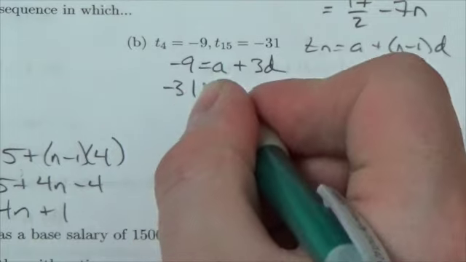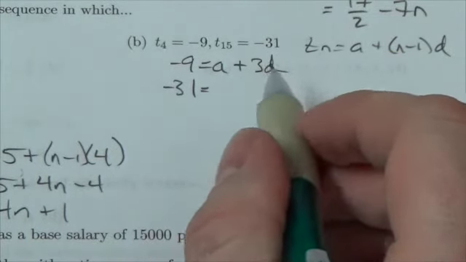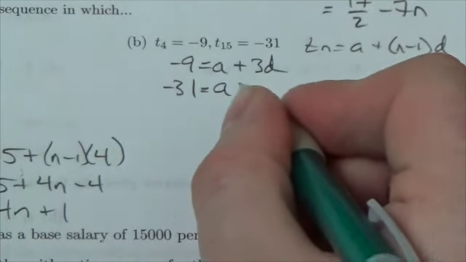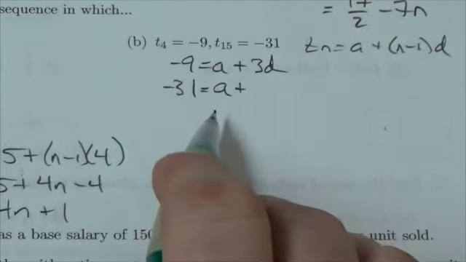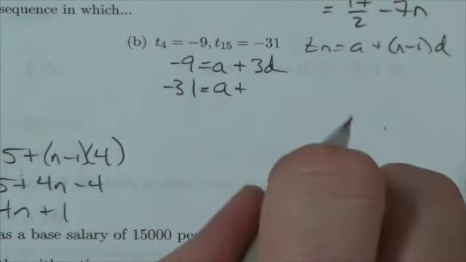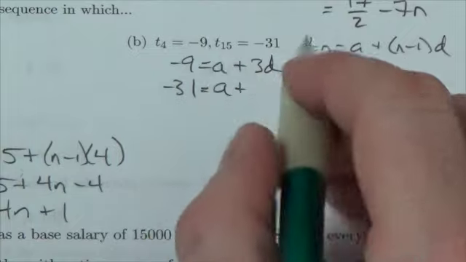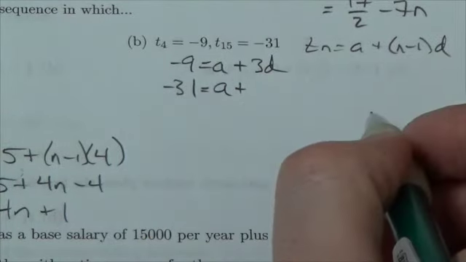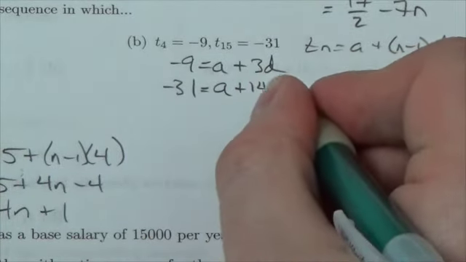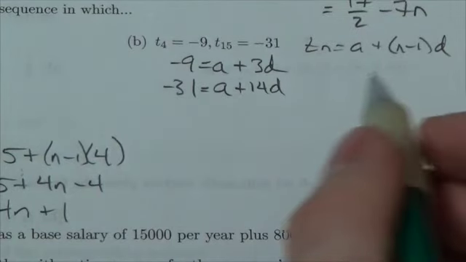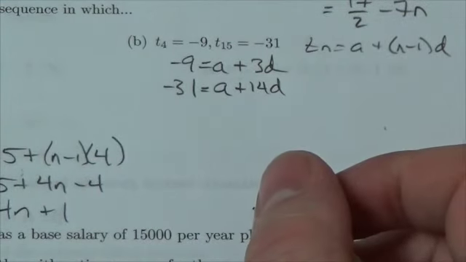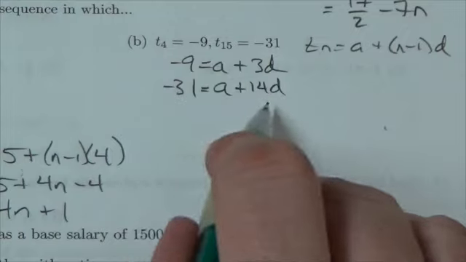Negative 31, okay, is equal to my 15th term. Again, I don't know what a is. But if it's my 15th term, n is 15. And so inside the expression there will be 15 minus 1, so it'll be 14 d's. Now, what I have here is a system of equations in two variables.